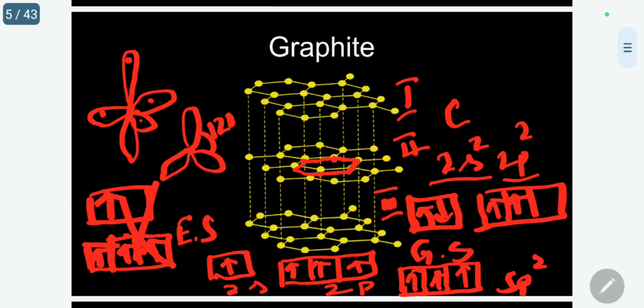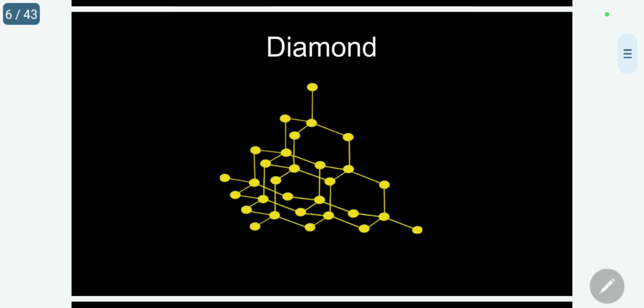So what will happen now? This electron is responsible for the conductivity of graphite. When compared to diamond, graphite is a good conductor because of this reason. Kindly follow. So graphite is sp2 hybridized, with one 2p orbital lying perpendicular to the trigonal plane. I hope it is clear. Now, coming to diamond, it is also carbon, an allotrope.